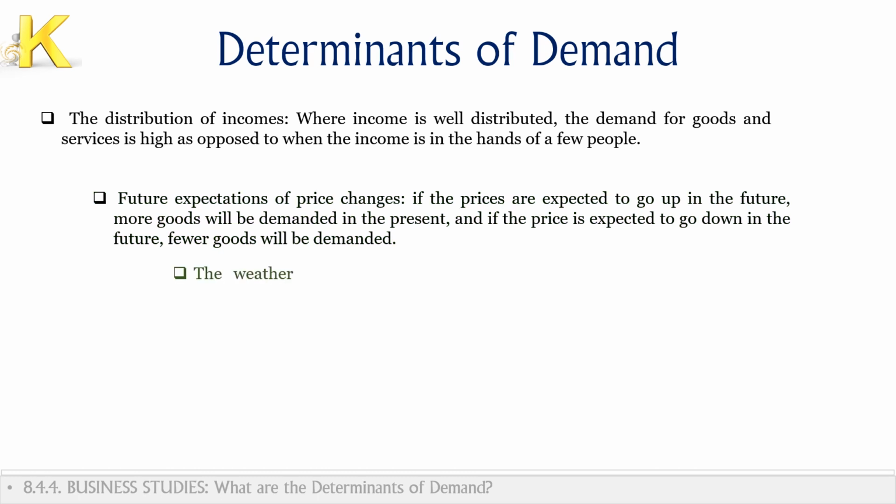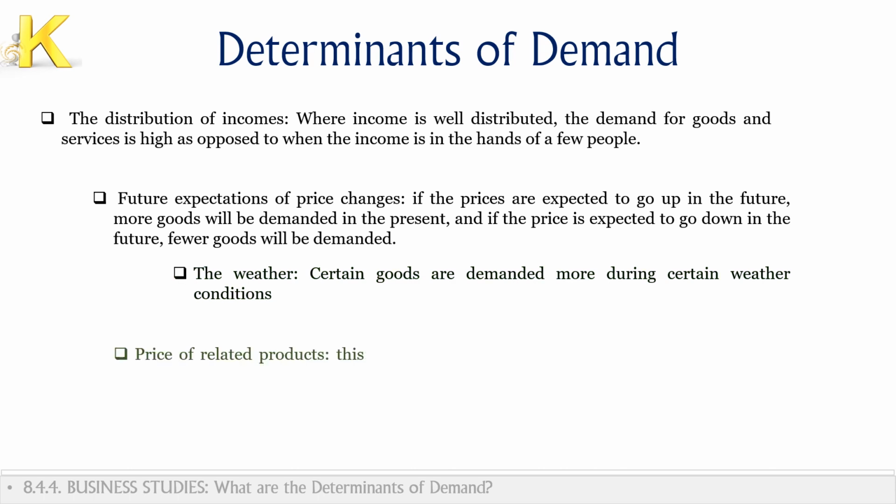Another factor is weather. The seasonal and weather conditions also affect the market demand for a commodity. For example, during winters, demand for woolen clothes and jackets increases, whereas market demand for raincoats and umbrellas increases during the rainy season. So what we are saying is that certain goods are demanded more during certain weather conditions.